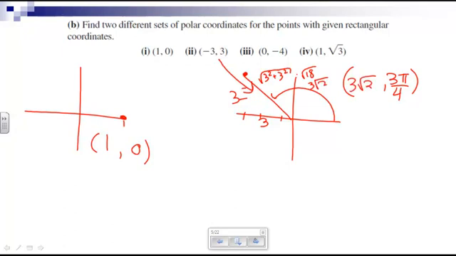Okay, that is one representation of the polar coordinates for that point. Remember, there are an infinite number of representations.